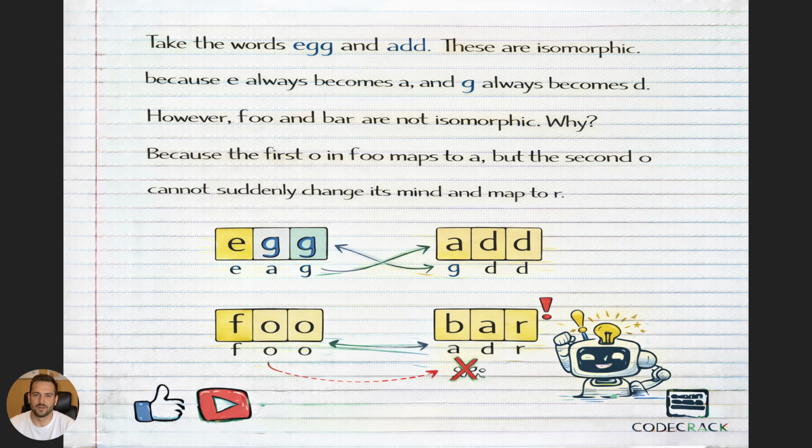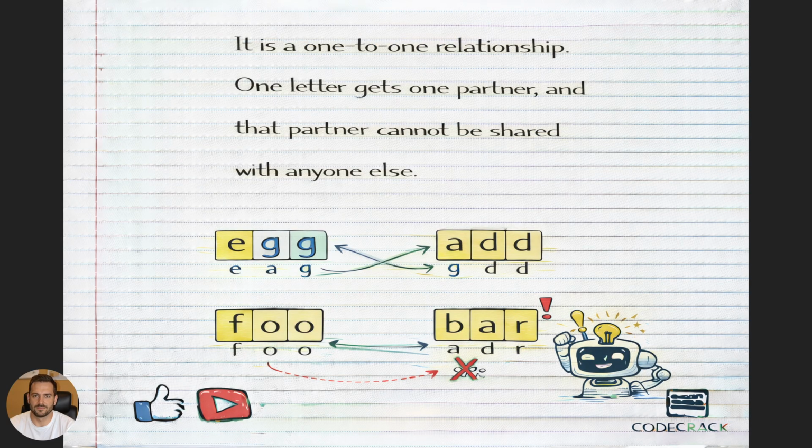However, foo and bar are not isomorphic. Why? Because the first O in foo maps to A, but the second O cannot suddenly change its mind and map to R. It is a one-to-one relationship. One letter gets one partner, and that partner cannot be shared with anyone else.